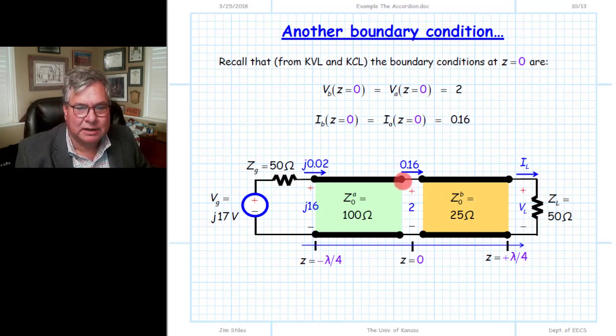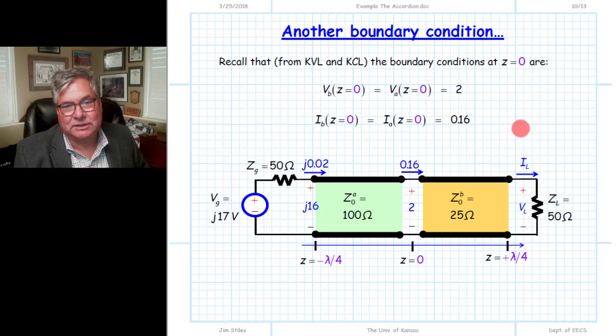Well, we know the current and voltage at one end of the first transmission line, and we can use KVL and KCL to immediately determine the currents and voltage at the beginning of this second transmission line. From KVL, we know these two voltages are equal to each other and therefore equal to 2 volts. These currents are equal to each other and therefore equal to 0.16 amps. Again, these are complex numbers that we have.